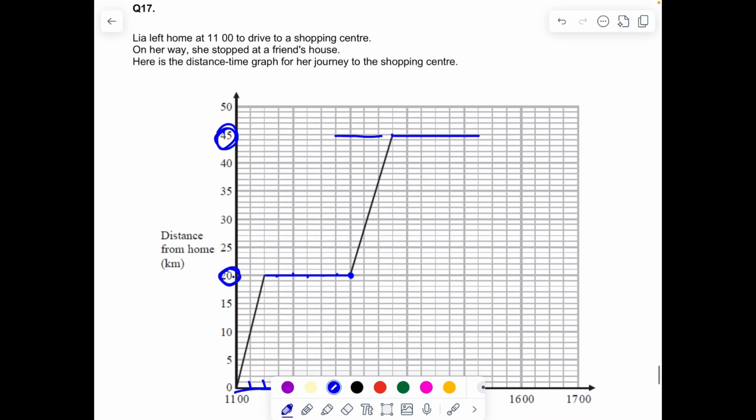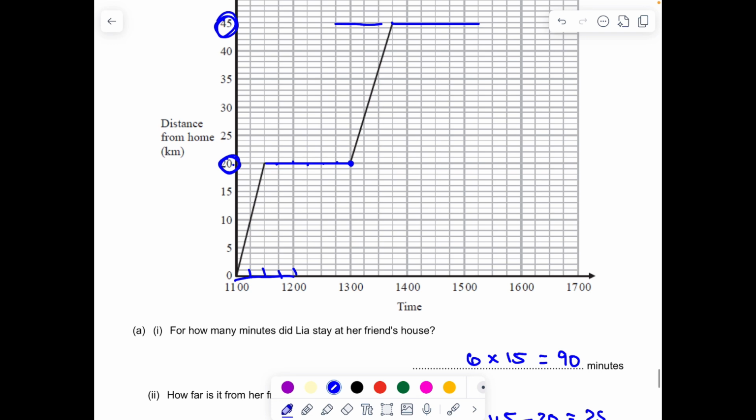So there. She stayed there, and then she drove back home, and she arrived at 16:30. So she arrived back home there, and that's it, and that's finished.